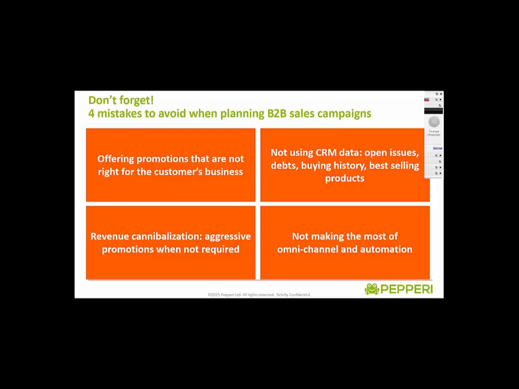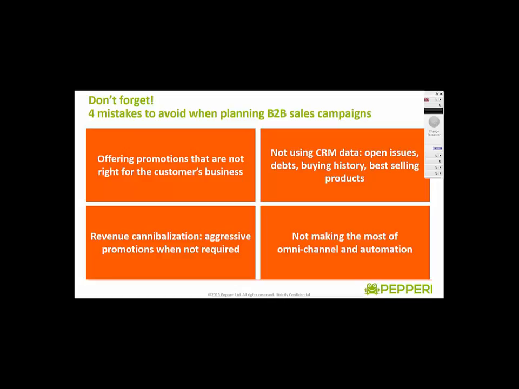We want to make sure that we're doing things that also benefit our customers. The second one is not using our data. We know whether the customer has open issues with us. We know whether he has debts. We want to decide on what to offer the customer based on this information. We don't want to make all campaigns available to all customers.